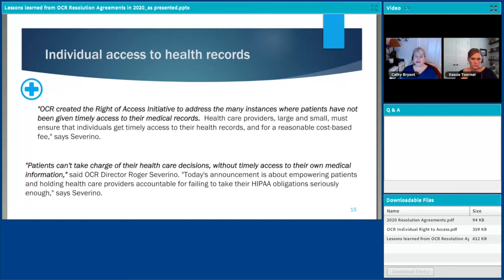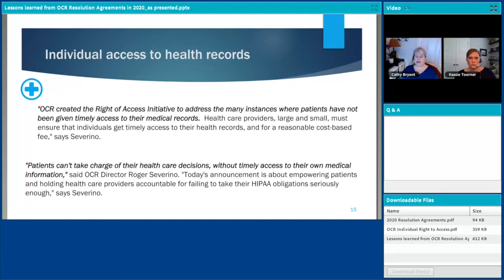And quite honestly, the organizations that have been fined for failure to allow access under the Right of Access Initiative, there have been significant delays. So this is really something that's very important for you to spend some time and make sure that your organization is following the individual right to access their records without any issues.